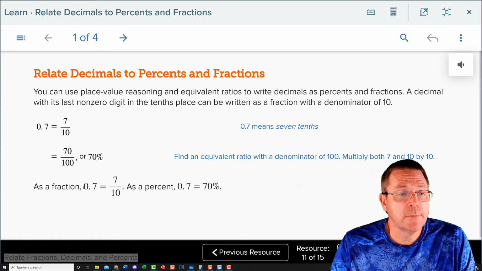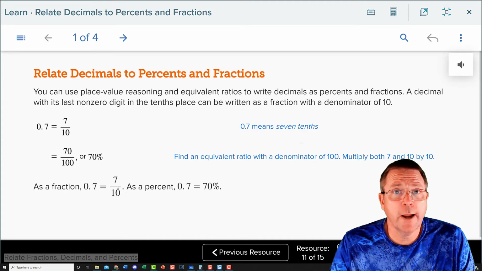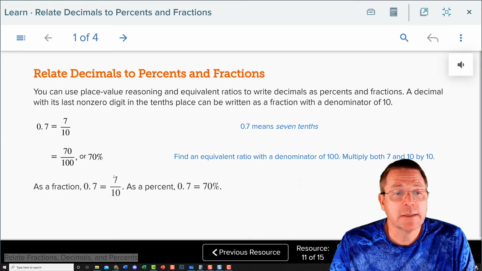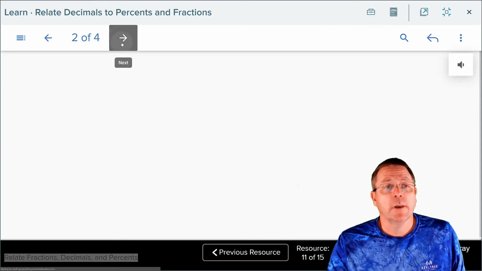So as a fraction, 7/10 is equal to 7 over 10. So you've got the decimal going to the fraction. That's nothing more than using language. 0 and 7/10, 7/10, and then you add a 0 to the end of both of them to get the 7/10 to be 70%. Pretty easy, isn't it? Let's move forward.